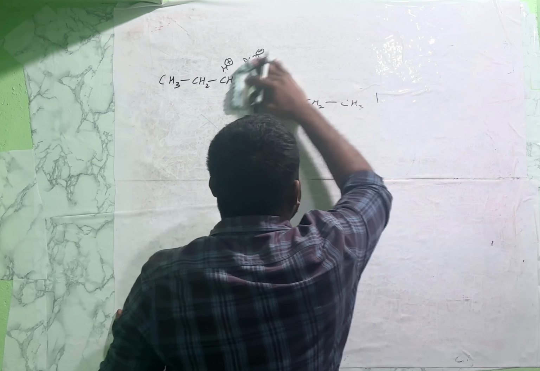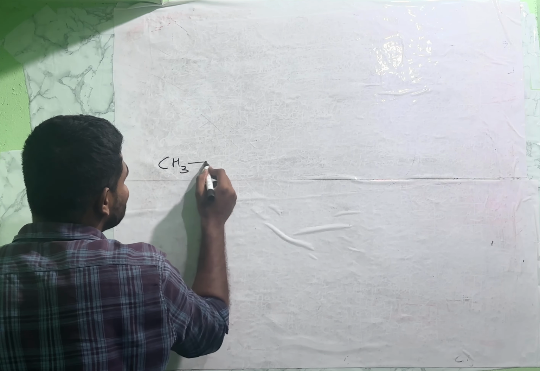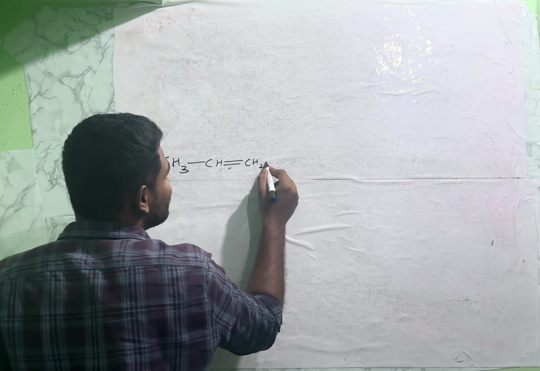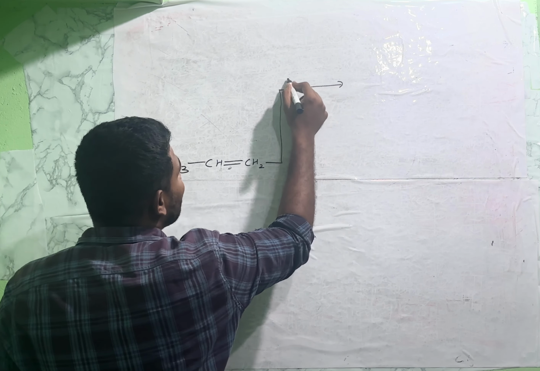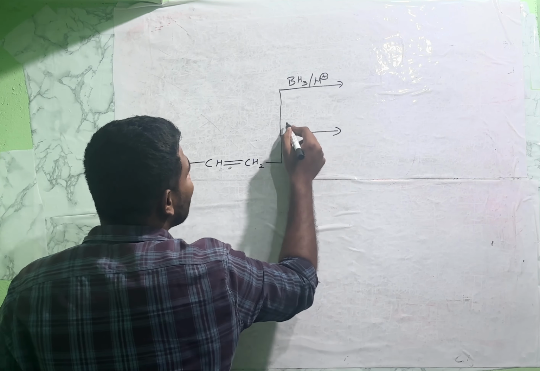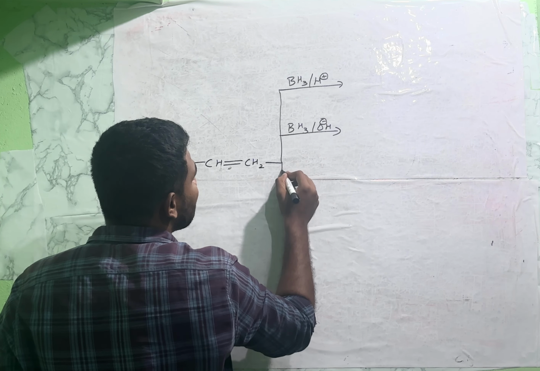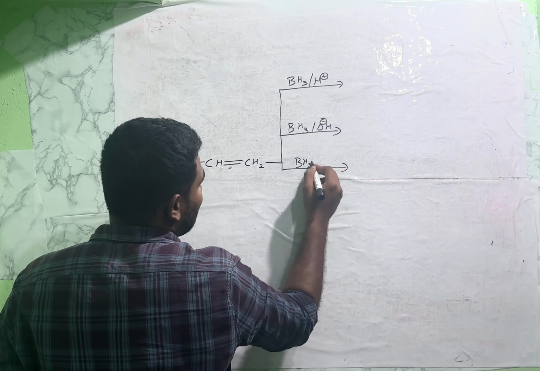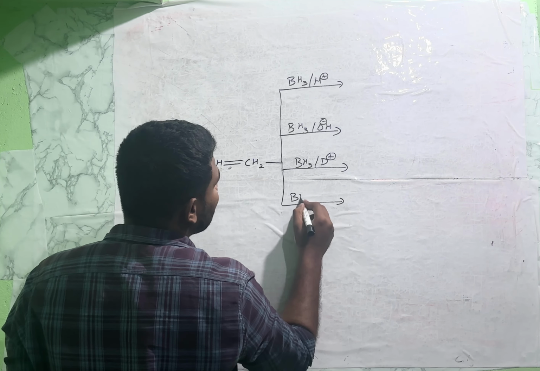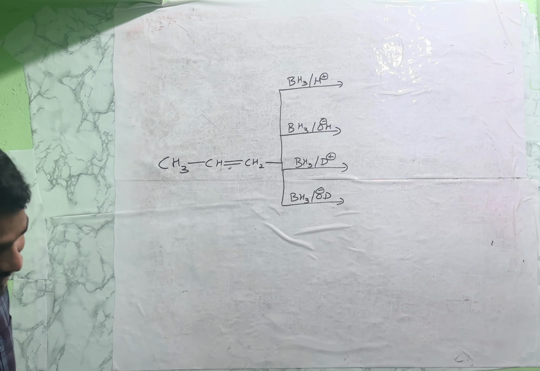Just pause the video and try it. Like CH3, CH2, CH double bond CH2, BH3 then H plus, BH3 then OH minus, BH3 then D plus, BH3 then OD minus. Okay, pause the video and just try it.